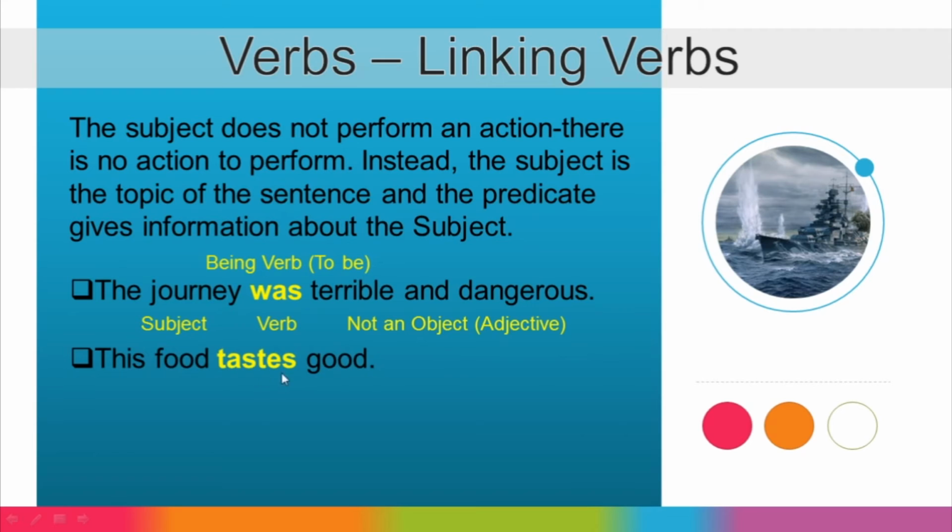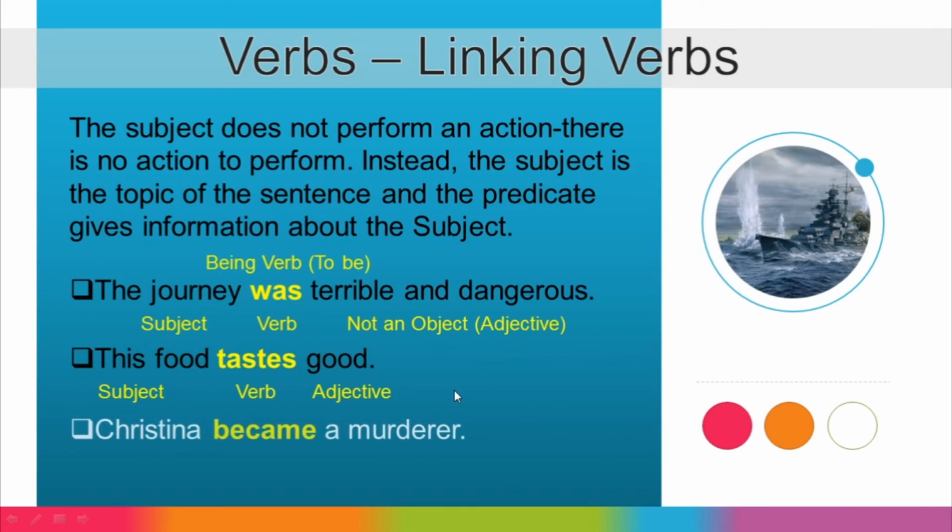In this case, what is good? The food. So this is not an object, this is just a condition of the subject. The subject is the food, taste is the verb, and good is an adjective. In this case, it does not use a to be, but still, because the good here, this part of the sentence, reflects back to the subject and explains the condition of the subject, we call this a linking verb.